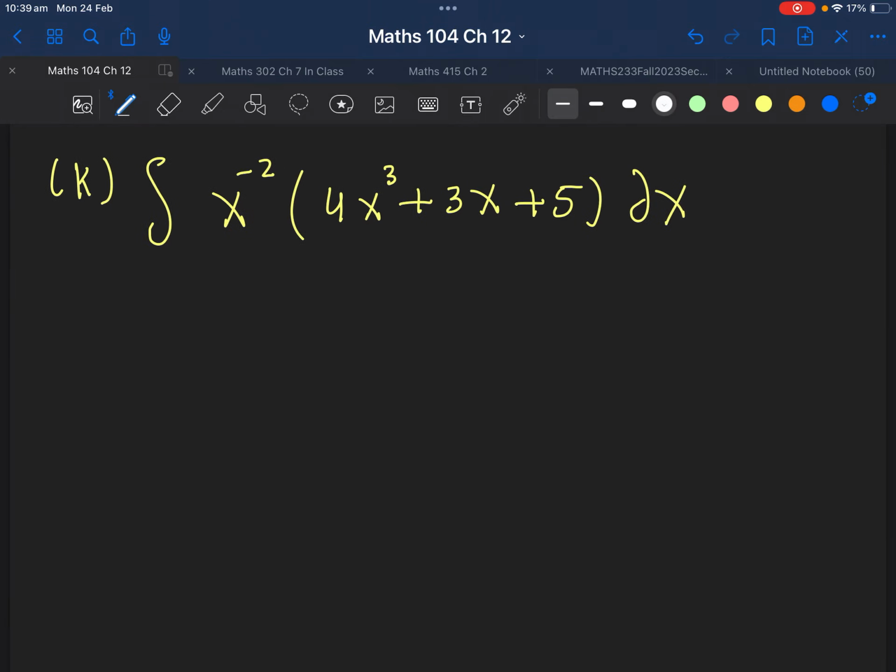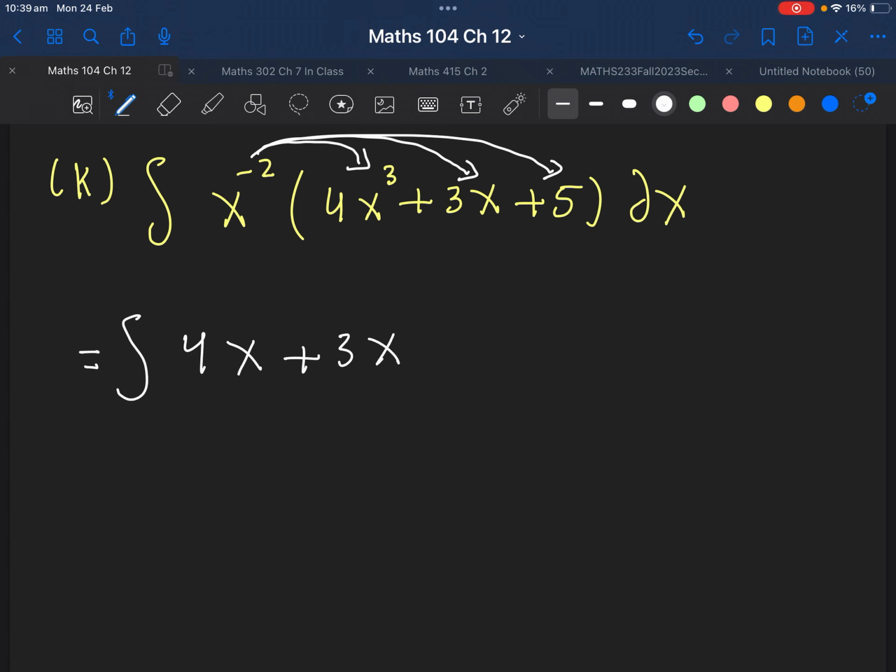Next question, we need to rewrite this one. So what we will do, we'll just bring x negative 2 inside everything here. So this will be integral of 4x plus 3x negative 1. Why x? Because negative 2 plus 3 is just 1. I don't write 1. Negative 2 plus 1, it will be negative 1. And finally, 5x negative 2 dx.